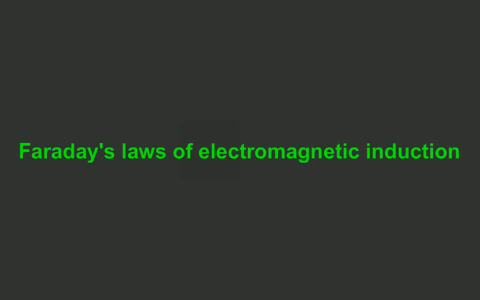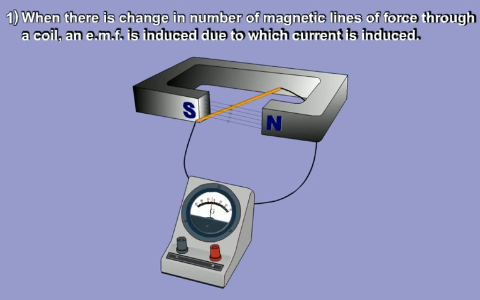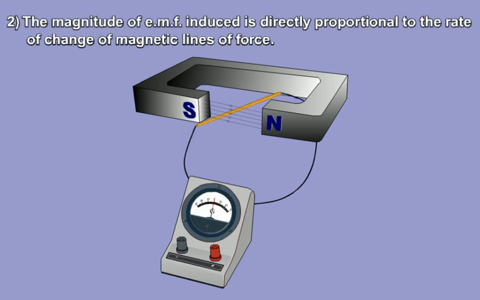Dear students, now let us study Faraday's laws of electromagnetic induction on the basis of the above experiment. Number 1. Whenever there is a change in the number of magnetic lines of force through a coil, an electromotive force is induced due to which current is induced. Number 2. The magnitude of the electromotive force induced is directly proportional to the rate of change of magnetic lines of force.